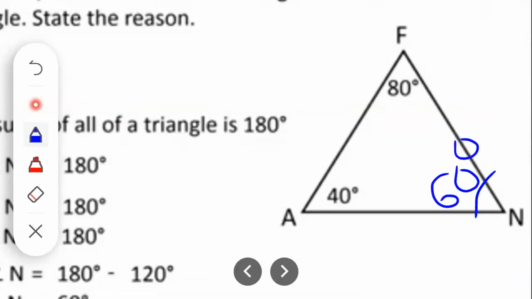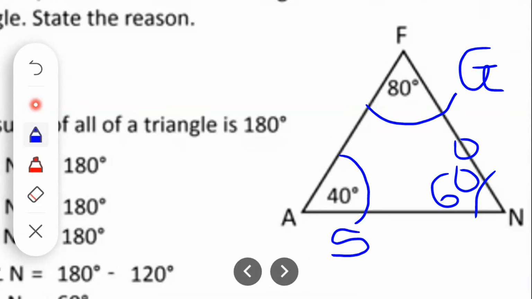Now look at the diagram carefully and see the values here. Which is the greatest measurement? That is 80. 80 is the greater angle. And which is the smaller? Here angle A is the smaller angle.